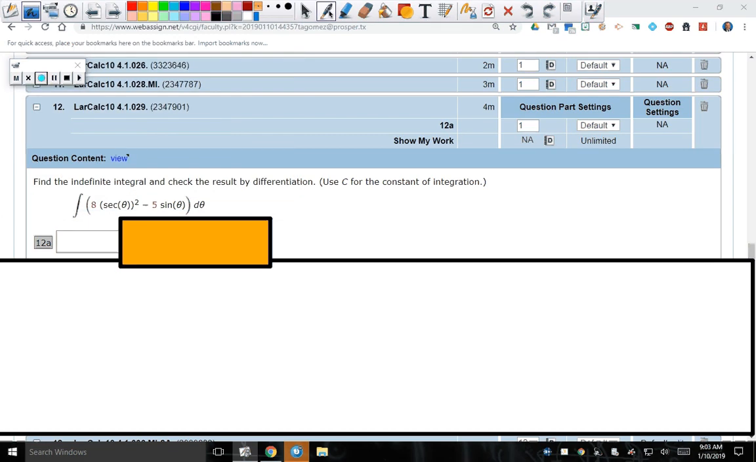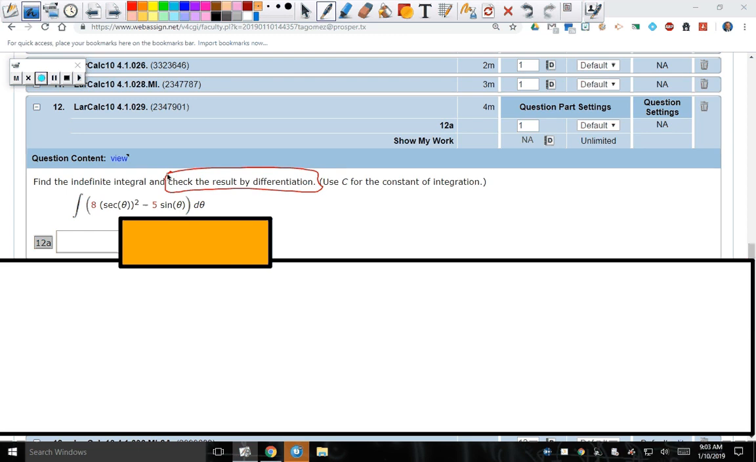Alright, so number 12 is saying find the indefinite integral and check the result by differentiation. This right here, you won't have to do that going forward. It's just as you are learning, it's to make sure that you can walk forward by deriving and walk backwards by anti-deriving, okay, or integrating.